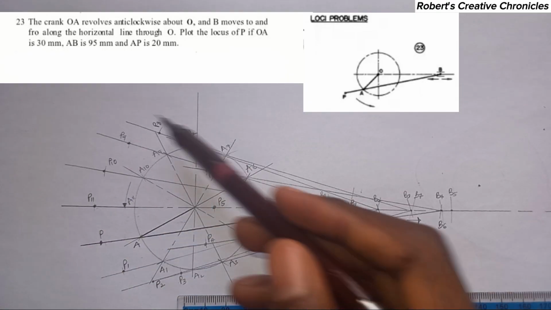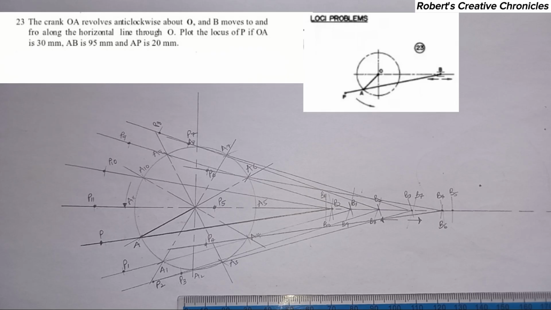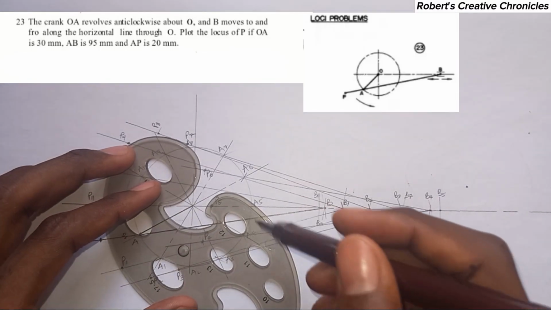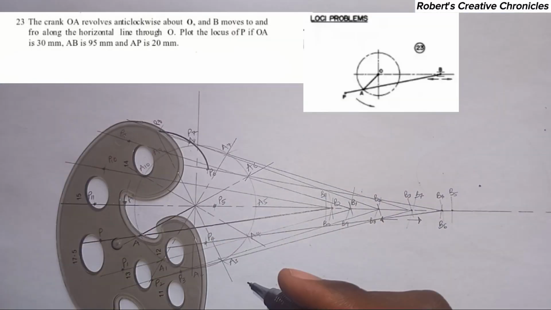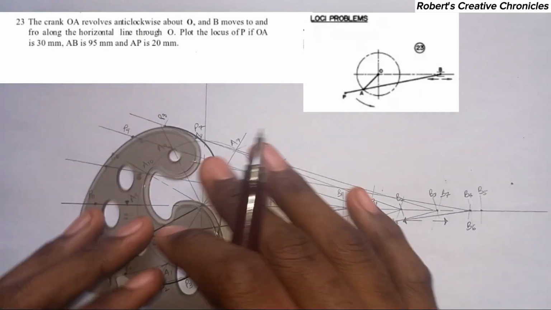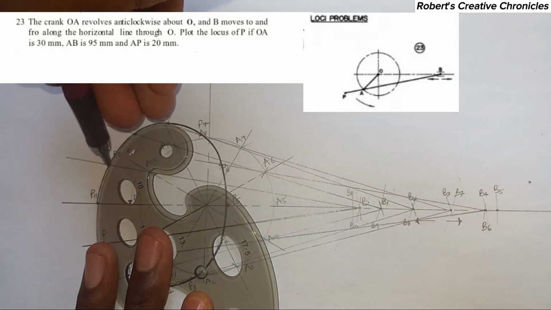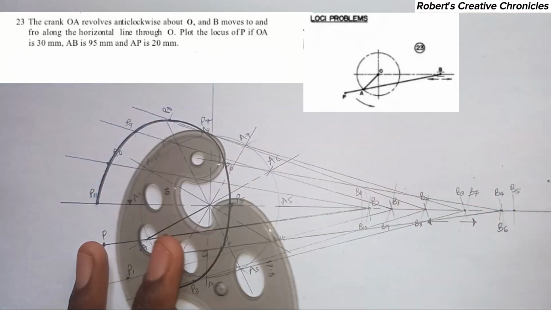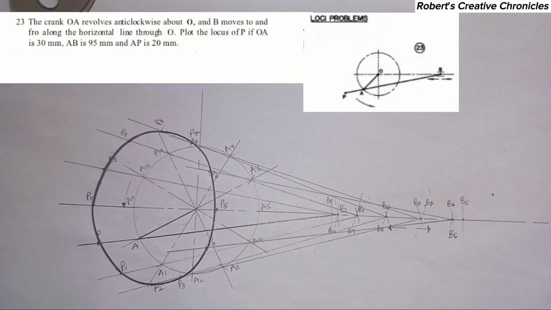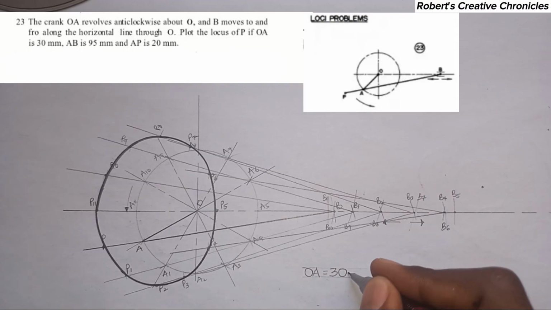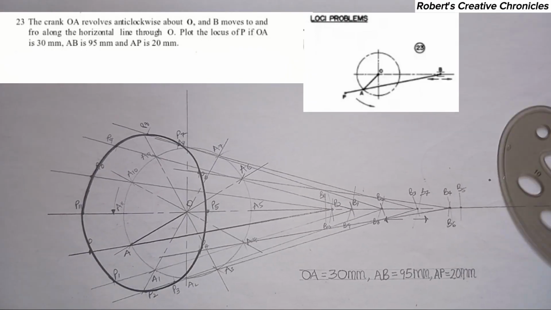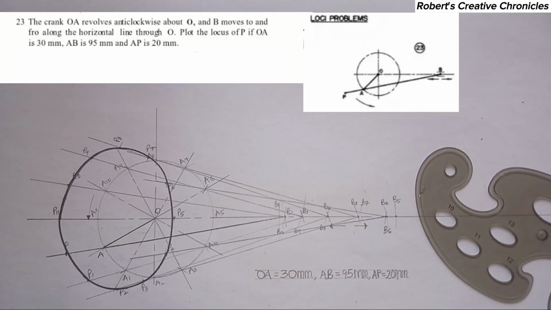Then we will draw this locus with a French curve. So this is the locus of P.